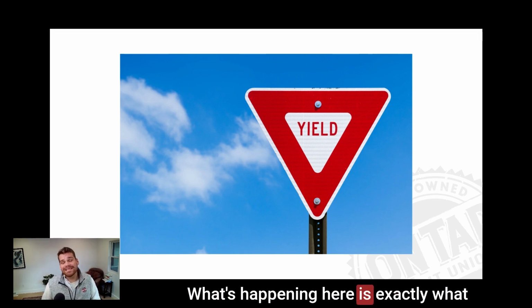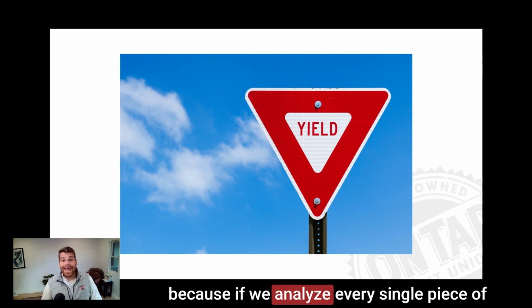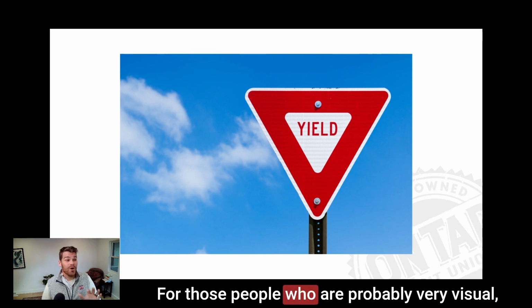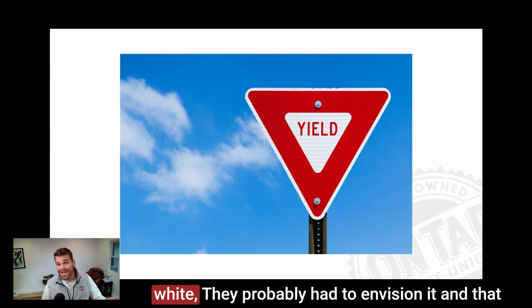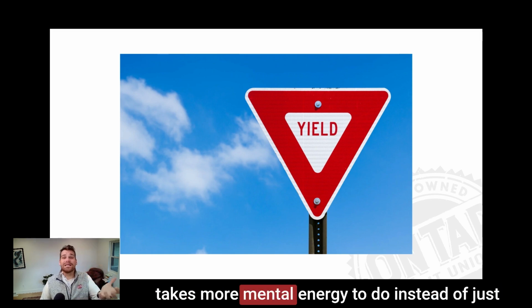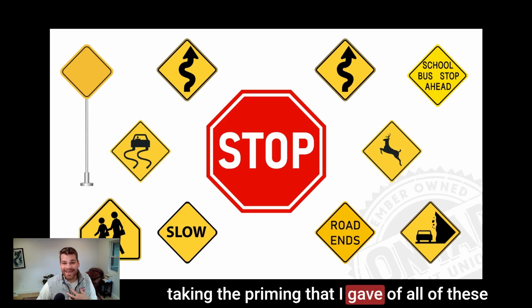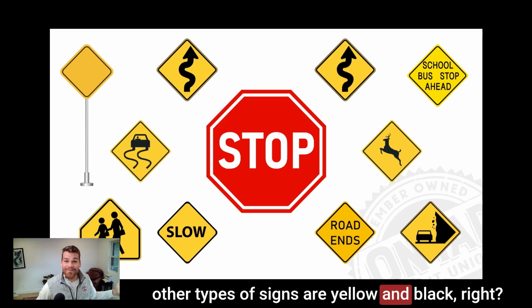What's happening here is exactly what Kahneman and Tversky described. We create mental shortcuts as human beings because if we analyze every single piece of information, it takes a lot of energy. For those people who are probably very visual, who did call out that the yield sign's red and white, they probably had to envision it, and that takes more mental energy than just taking the priming that I gave of all of these other types of signs and going, oh yeah, all other types of signs are yellow and black.